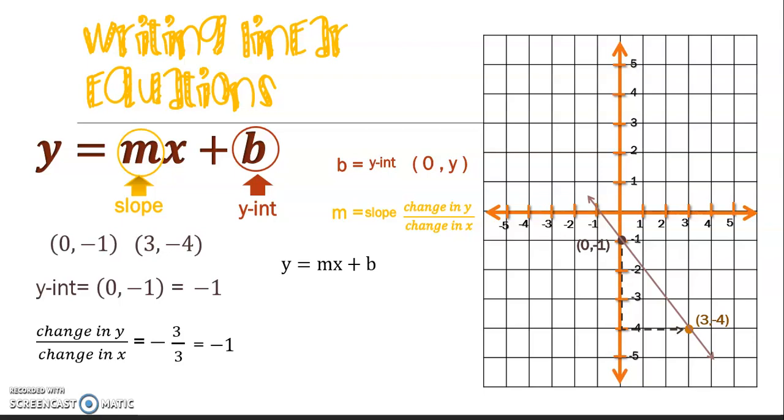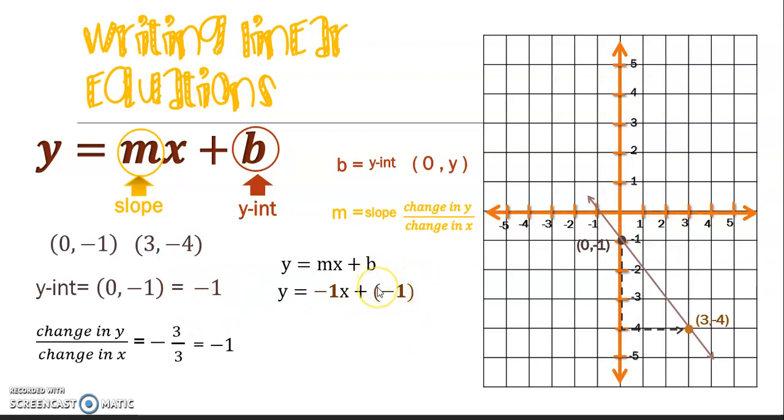Well, I'm going to start substituting the values I already found. My y equals mx plus b, and my m is the slope. My m is negative 1, so I'm going to change the m for the negative 1. And my y-intercept, my b, is negative 1, so I'm going to change my b by a negative 1.